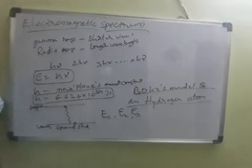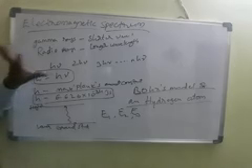Bohr's model explained the line spectra of the hydrogen atom, and it is a successful model as far as the line spectra of the hydrogen atom are concerned.